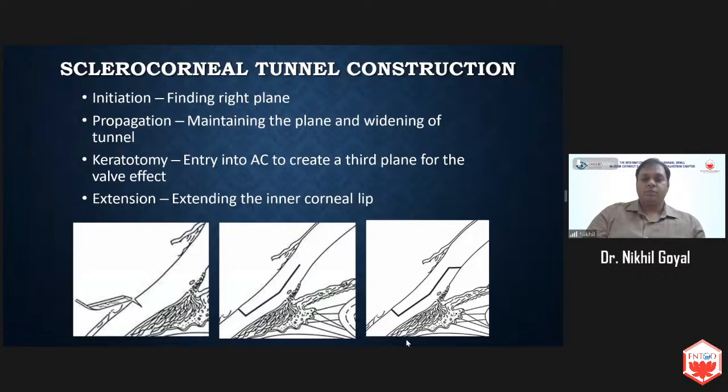Also, when we are at the limbus, we have to tilt the blade slightly anteriorly to match the increased curvature of the cornea so that the depth of the plane remains the same in the cornea also. And after entering into the corneal planes, the tunnel width that we made in the sclera has to be made into the cornea also. After this, once we have made a sufficient tunnel into the cornea, we dip the keratome blade and enter into the anterior chamber, giving us the third plane for the incision. So this gives a triplanar sclerocorneal incision.